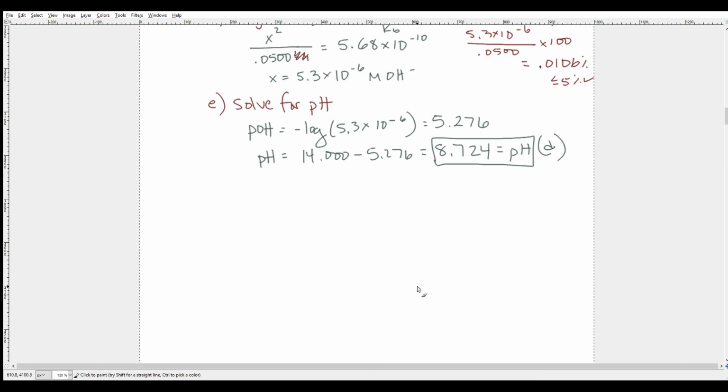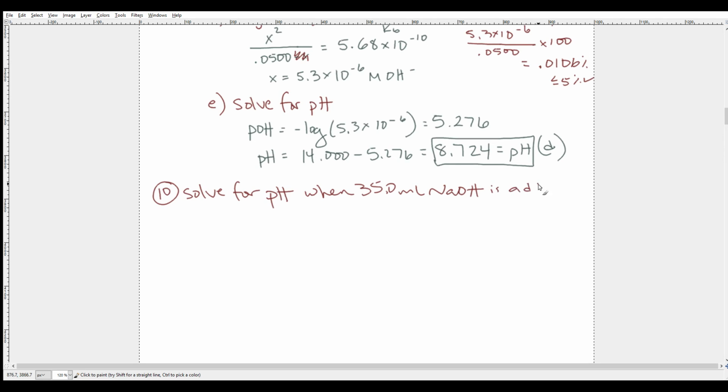All right. Last step. Last part. Solve for the pH when 35 milliliters of NaOH is added. So first dilution as usual.